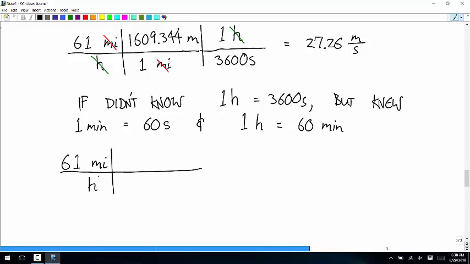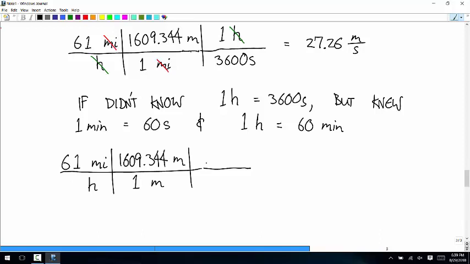And you'd first convert miles to meters just like you did before. So 1609.344 meters over 1 mile. But now you don't have a way to convert directly from hours to seconds. So what we do is first convert hours to minutes and then convert minutes to seconds. And you can do it all in this same equation. It's not an equation, but the same fraction.